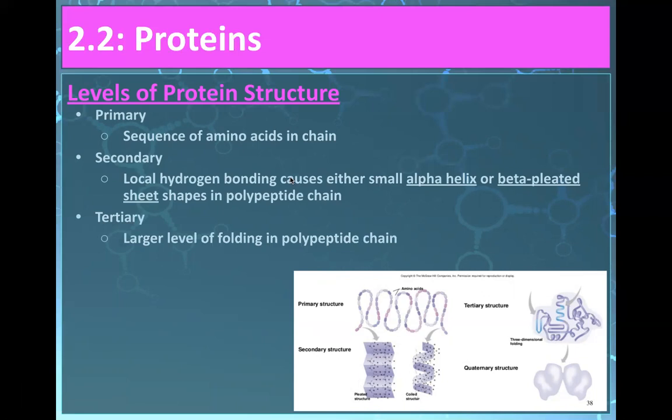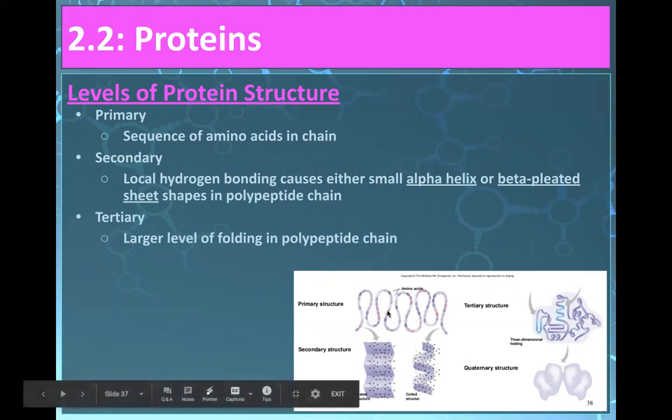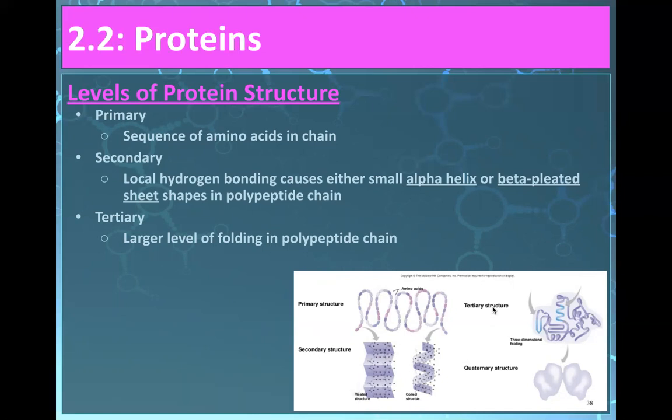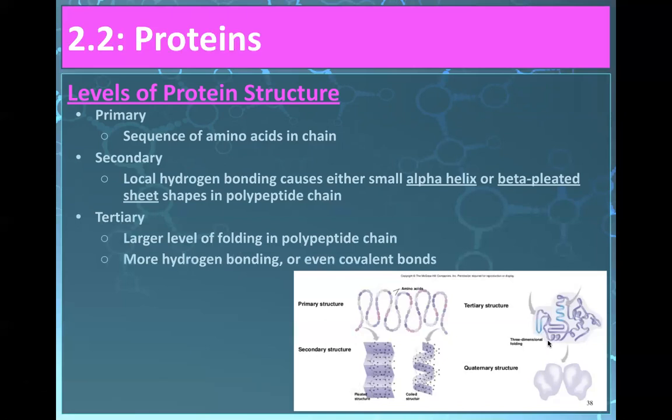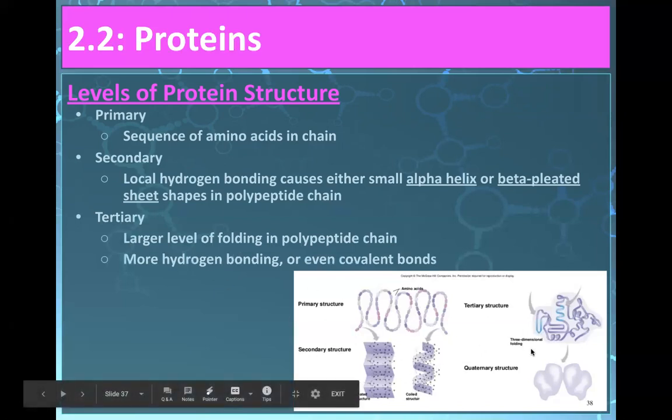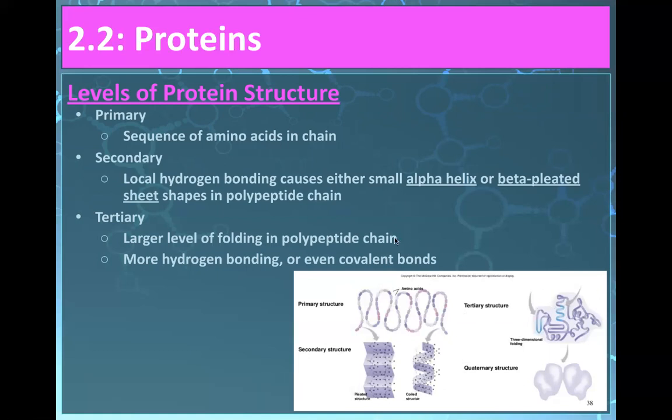Tertiary is, okay, we were zoomed in here for secondary. Tertiary is we zoom out and we can see the entire structure. So there's additional folding in the polypeptide chain. So it's all the alpha helices, all the beta pleated sheets together, as well as additional folding on a larger scale. Okay, so more hydrogen bonds are occurring here, in addition to the ones that are already occurring at the secondary structure. But once we get to the tertiary structure, there are covalent bonds that form there as well.